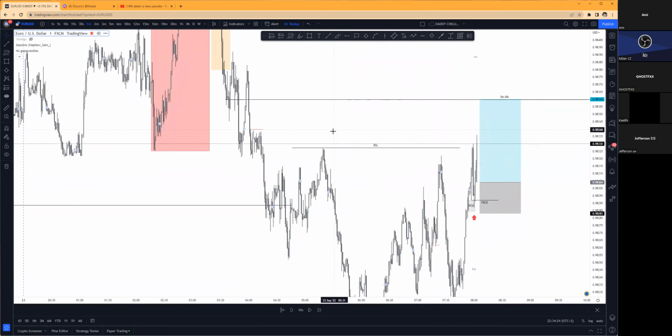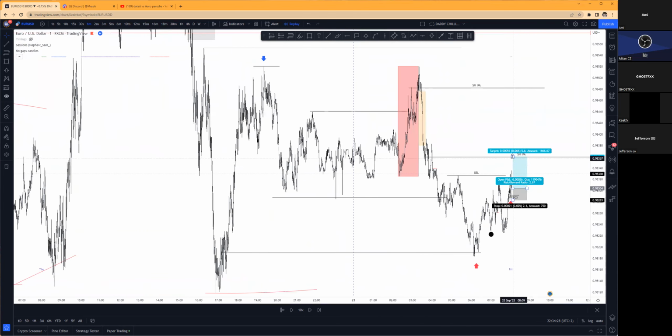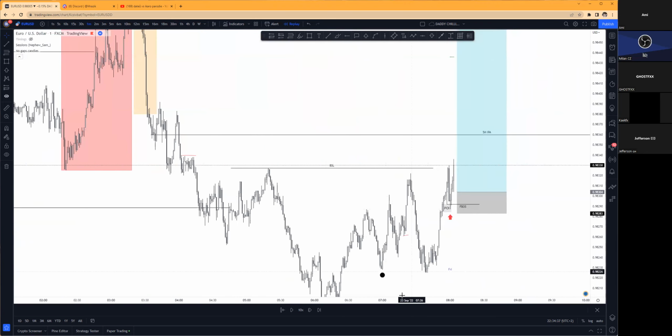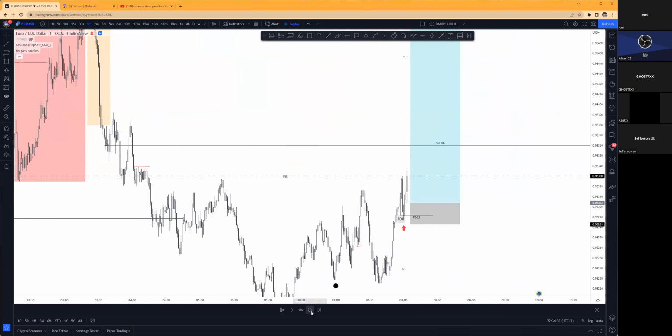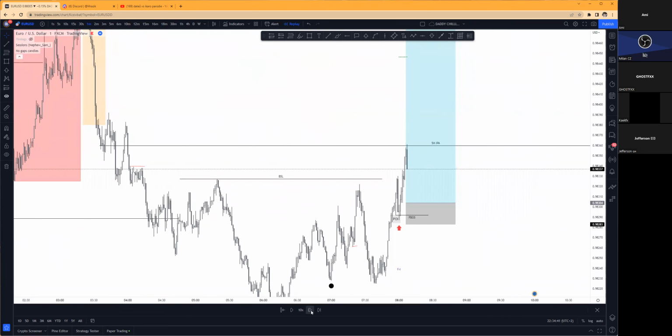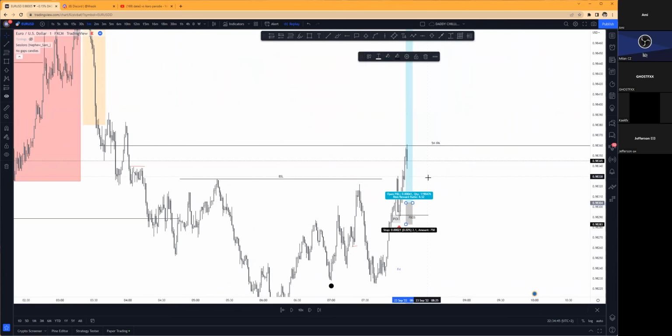Okay, so this would give us like 1, 2, 3, and then we go higher because we are full TP 1 to 5.8.5. So let's just play it out. Okay, and price never tagged us in. So we are reaching our POI already, and we are reaching a point of a possible reversal already.